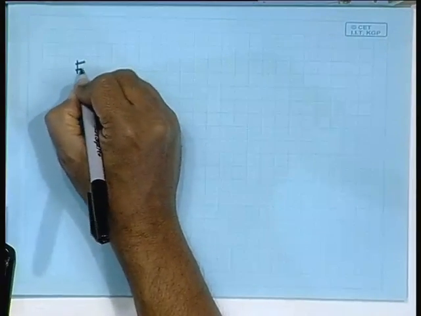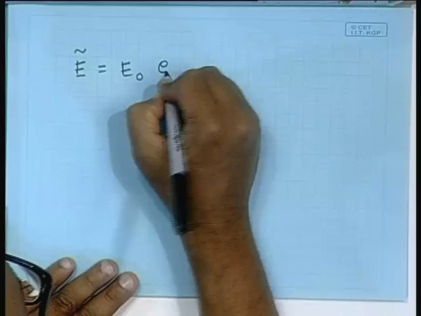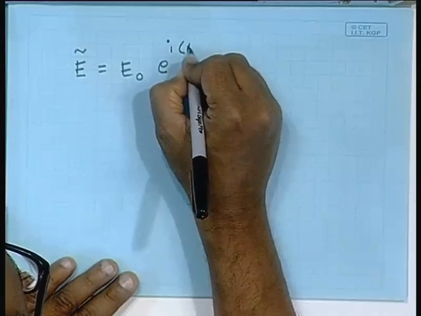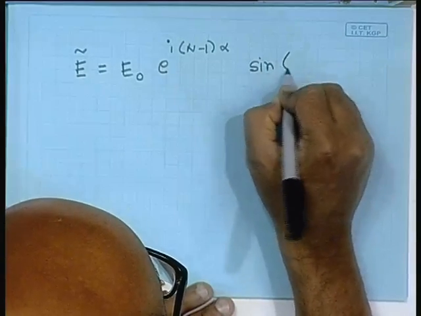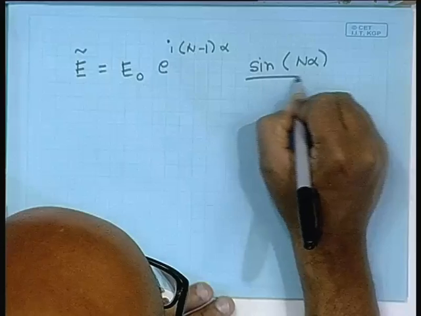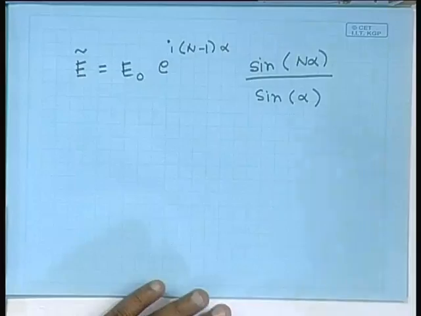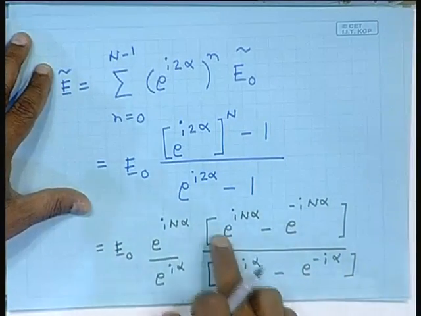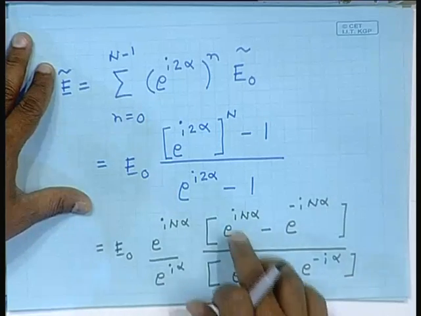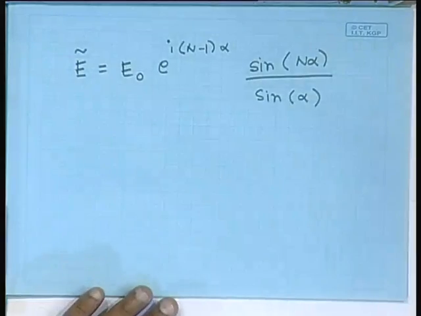So, the resultant electric field, the resultant radiation received by a distant observer, is going to be E 0 e to the power i n minus 1 alpha into sine n alpha divided by sine alpha. The sine n alpha comes from this, the sine alpha comes from this difference, there will be factors of 2 and i which will cancel out from both of these, and e to the power i n minus 1 alpha is this ratio over here.